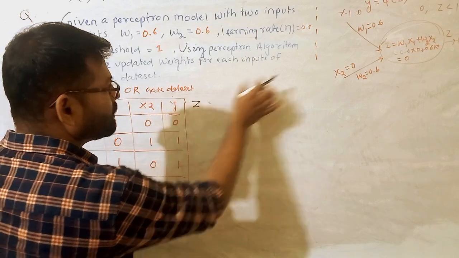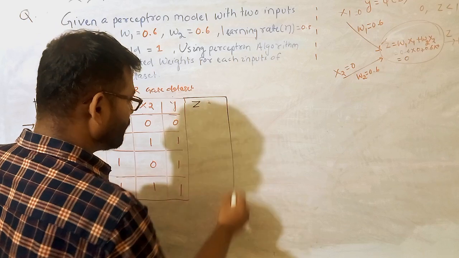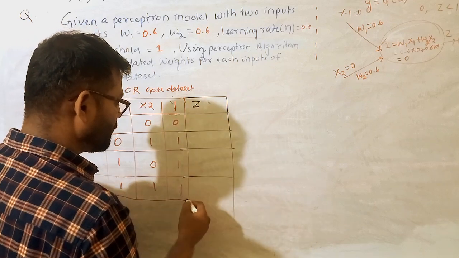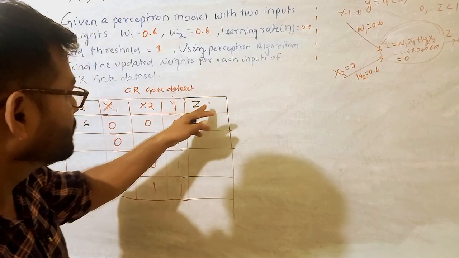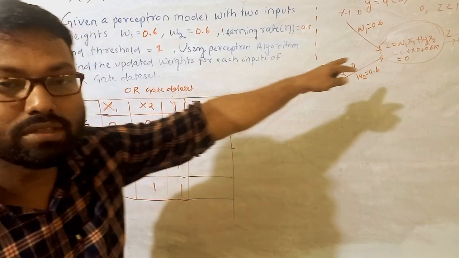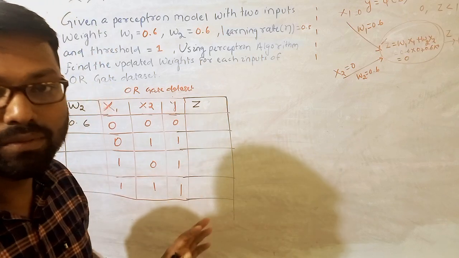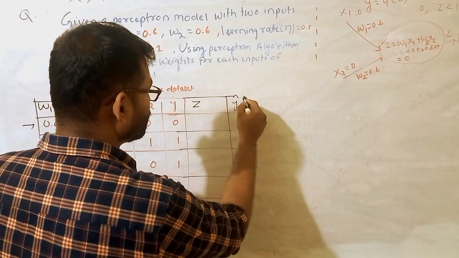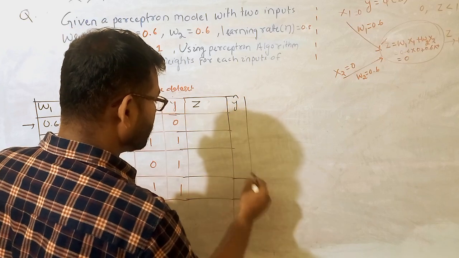So what is the Z value? We can find it using the formula. To find the Z value, you can use this formula. Okay, now the next part is you have to write down the Z value here using this formula, and we also have to maintain the predicted output Y cap.